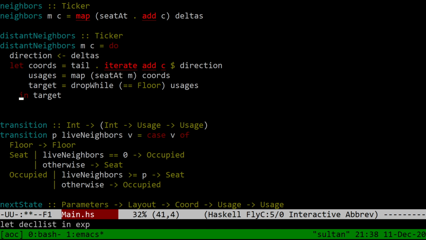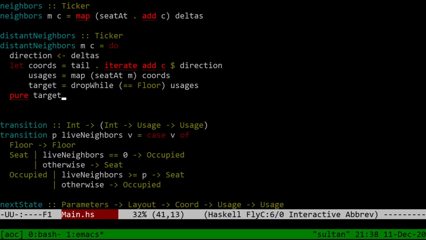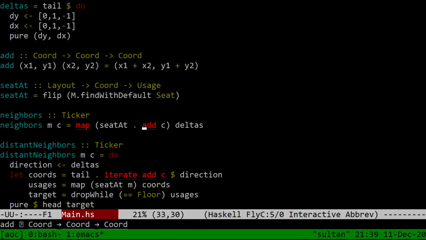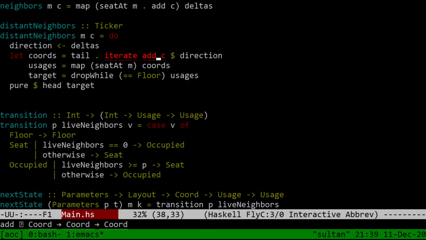Why is my tab complete? Oh, there's no in. Right, we just need pure. Head of target. Okay. What is wrong here? Okay, first of all, this is wrong. I broke this, which is a little annoying. See that M? Why are iterate, add, and C all wrong?